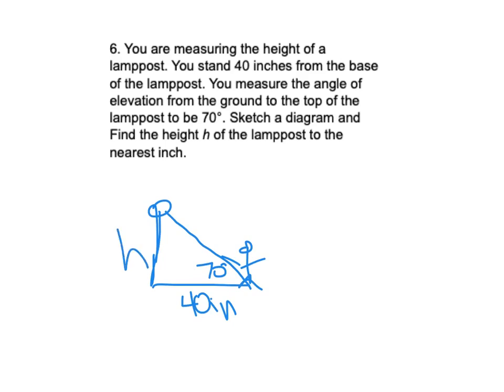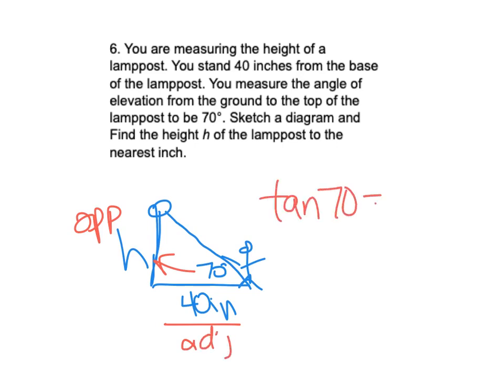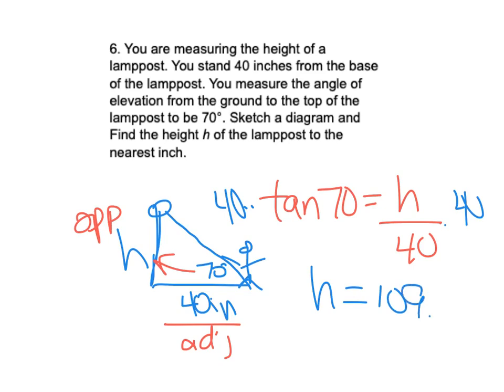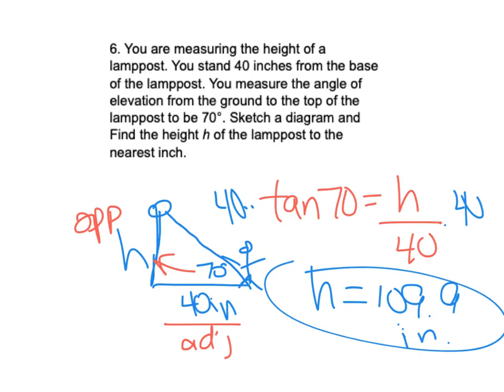Okay, so I have a 70-degree angle. My height is opposite. 40 is adjacent. So I'm going to use tangent of 70 equals opposite over adjacent. And again, this one's kind of nice because all I have to do is multiply both sides by 40. If I take 40 times the tangent of 70, I should get approximately 109.9 inches. So the height of the lamppost is approximately 109.9 inches.